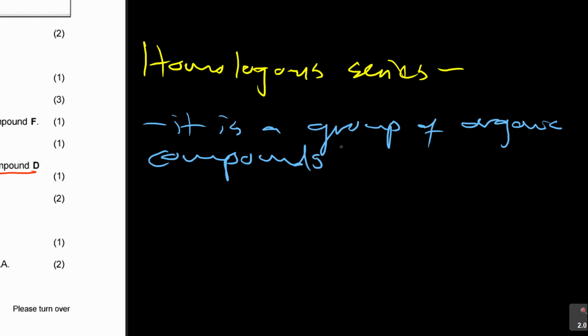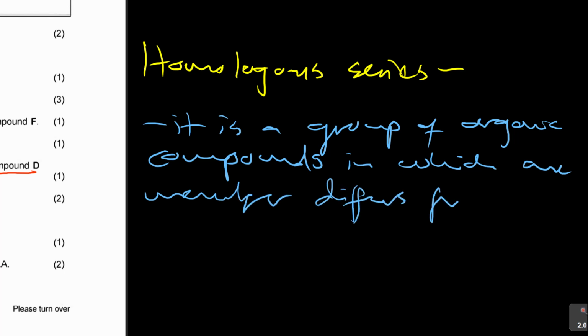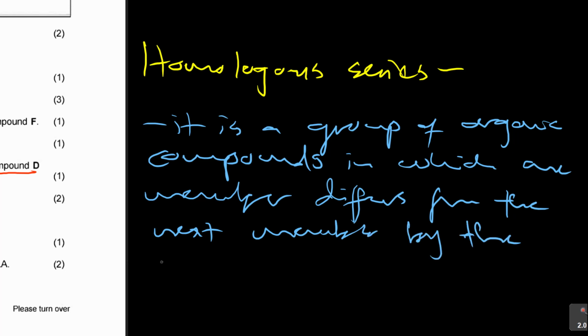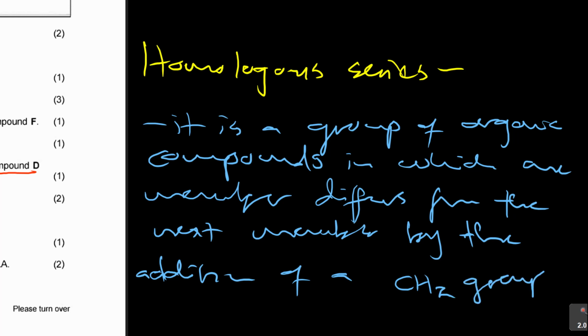I know it looks like I'm hanging on a tree, but you can see it is a group of organic compounds in which one member differs from the next member by what? By the addition of a CH2 group. That is it.